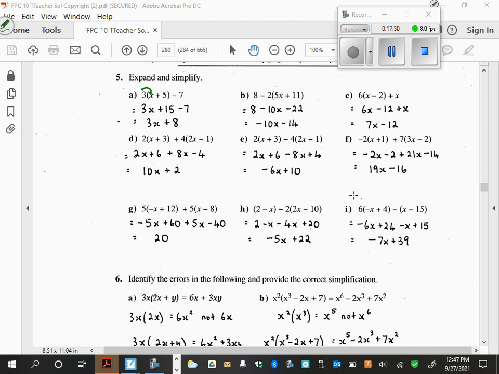So don't do that in blue, do the green. Multiply, and then collect like terms. 15 subtract 7 equals 8. This is top of page 5 in your handout.